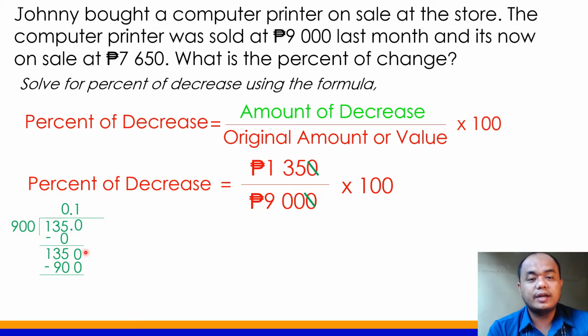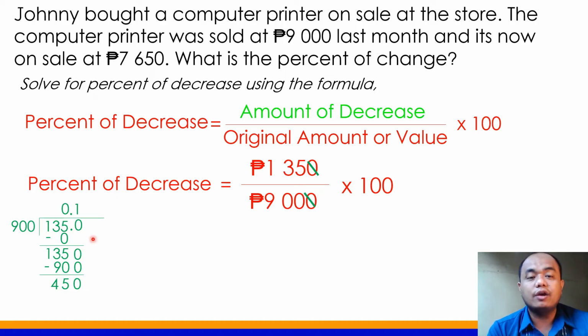So, of course, unahin na muna natin ito, class. 0 minus 0, of course, that is 0. And then, let's have 5 minus 0. Of course, that is 5. So, dito na tayo. 13 minus 9, how much? Yes, 4 yan. So, 450 na, class.